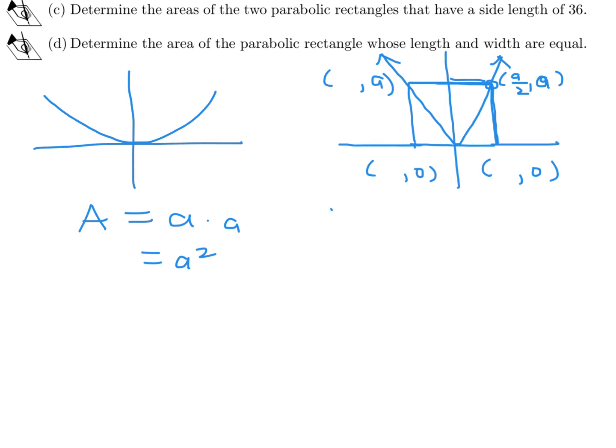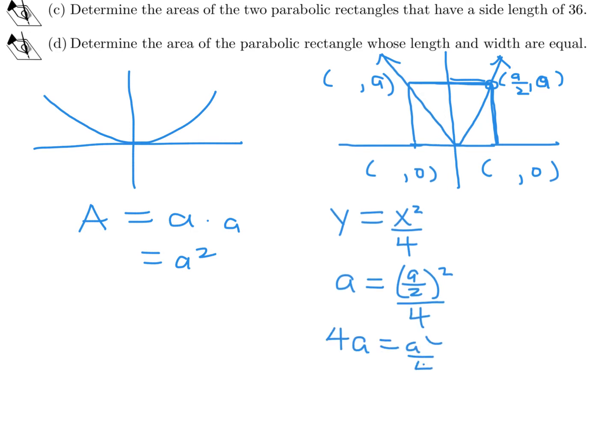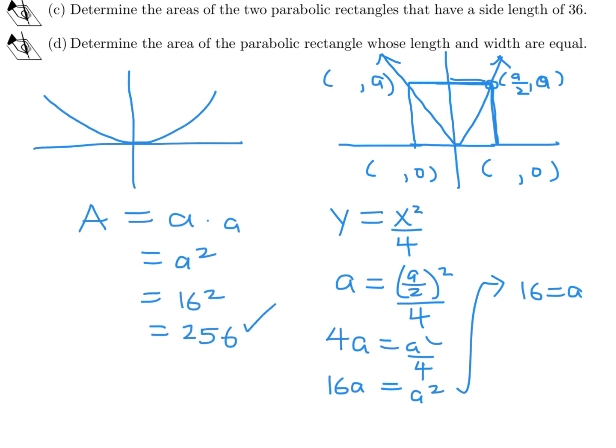Well, I guess we have to use that formula of y is equal to x squared over 4. So that means y is a and x is a over 2. Okay, so that means 4a is equal to a squared over 4, and therefore a squared is equal to 16a. And therefore, if we divide through by a, we get 16 equal to a. Oh, okay, that worked out. So that means a squared is 16 squared, and that would be 256. Oh, great. Okay, so 256 is the area of the parabolic rectangle whose length and width are equal.